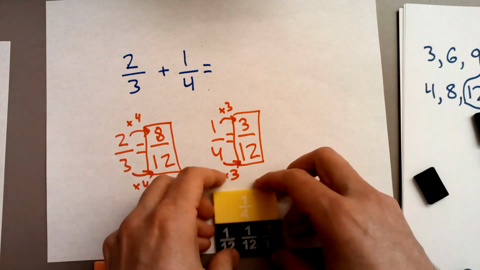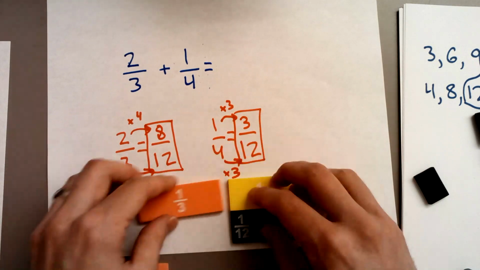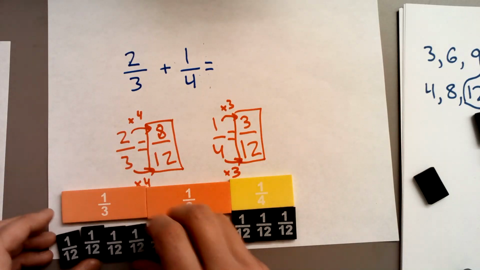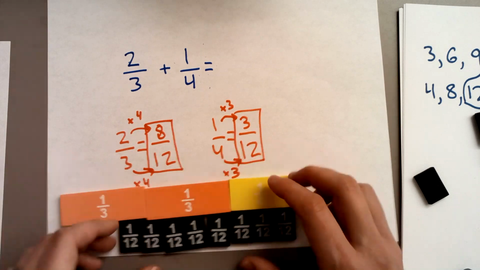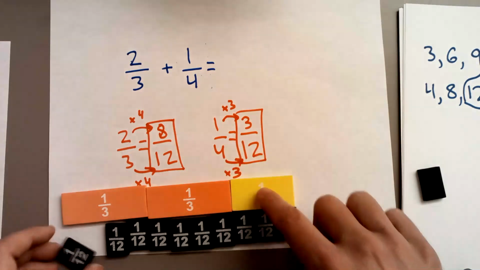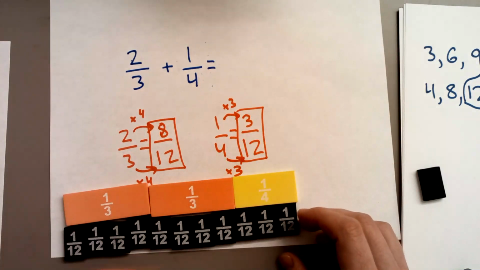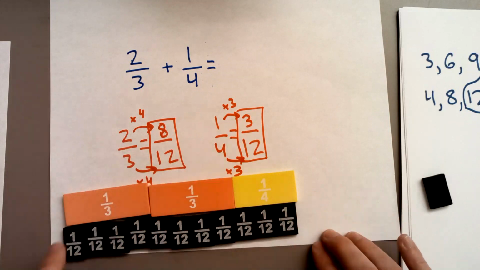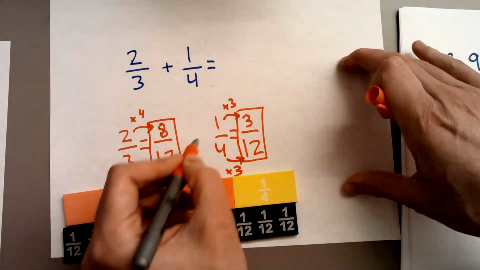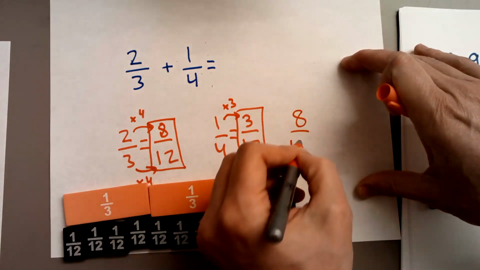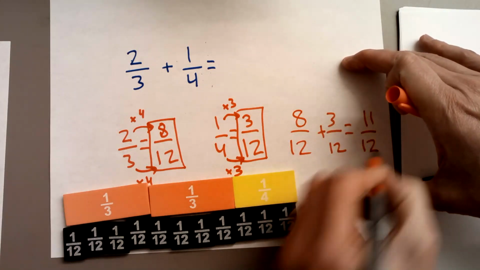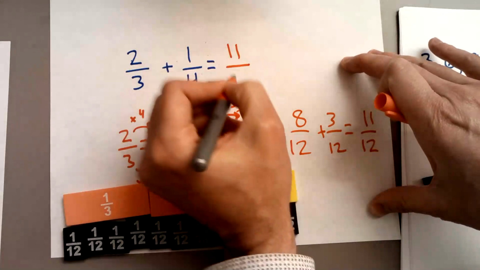You know now that you can add fractions that have the same denominator. So I'll show that with the tiles first. We renamed 2/3 as 8/12. And we renamed the 1/4 as 3/12. So that's a lot of 12ths. 8/12 plus 3/12. 1, 2, 3, 4, 5, 6, 7, 8, 9, 10, 11. Sure enough, 8/12 plus 3/12 equal 11/12. So that is our sum, 11/12.